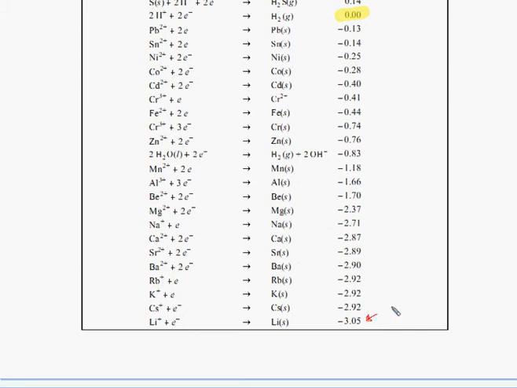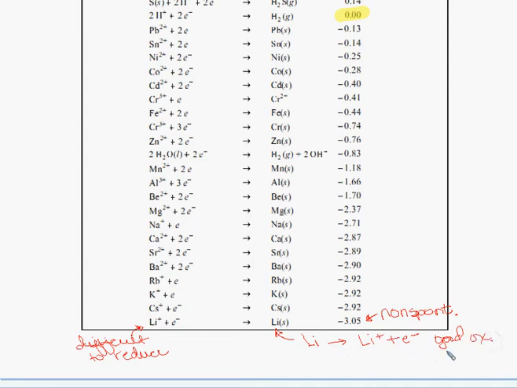So now we have a very negative 3.05, and that means that this reaction is non-spontaneous. You'll notice that the reaction is the lithium ion turning into the lithium solid. That means that the lithium ion does not want to gain electrons, so this is difficult to reduce. At the same time, if we flipped it around and looked at the lithium solid, that would mean that our lithium was turning into lithium ions and releasing an electron. That would be an easy oxidation.